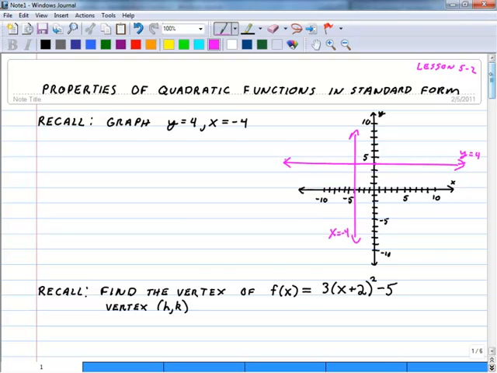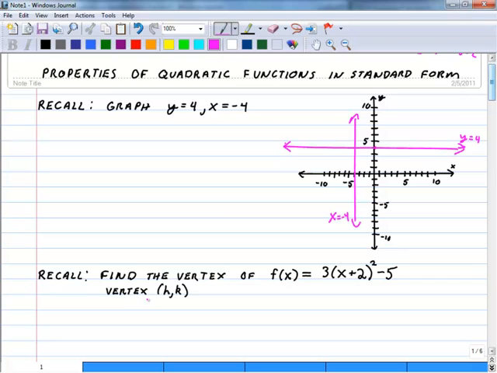So let's take a look at a problem that says, another recall, find the vertex of f of x is equal to 3 times the quantity x plus 2 squared minus 5. If I want to find the vertex here, it's actually pretty straightforward. I need to look here, check the sign, and then I need to look here. This is for h and this is for k.